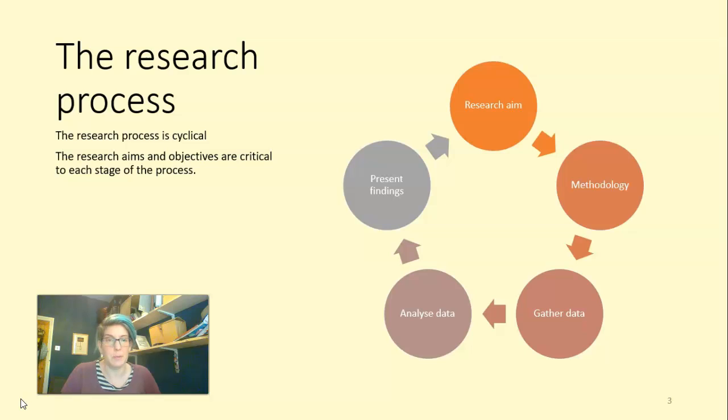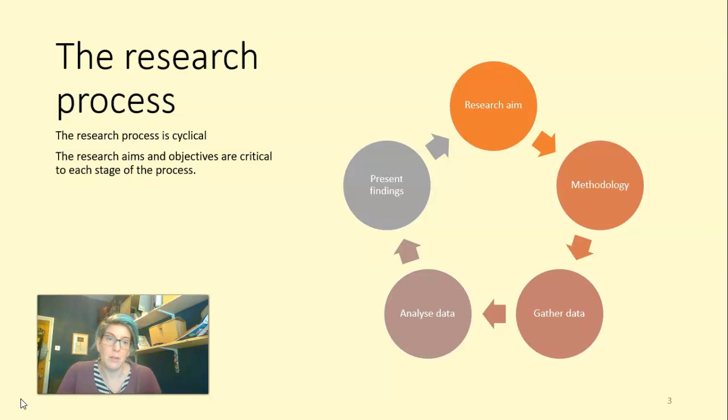Before getting into the specifics of data analysis and presentation, I just want to remind you of the wider picture in terms of the research process. So we're discussing an element of the research process today, but it fits within this bigger picture that's represented as this process diagram here. So the research process is cyclical. It starts off with a research aim, and then in order to explore your research aim, you design some methods and methodology, which we've already discussed in a previous presentation.